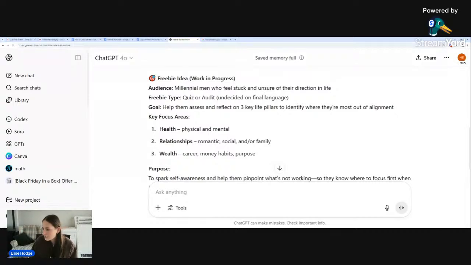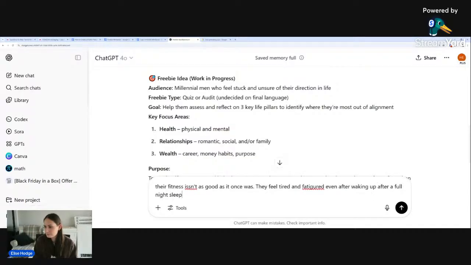I would just love to know their fitness isn't as good as it once was. They feel tired and fatigued even after waking up after a full night's sleep. Yeah. That's really good.